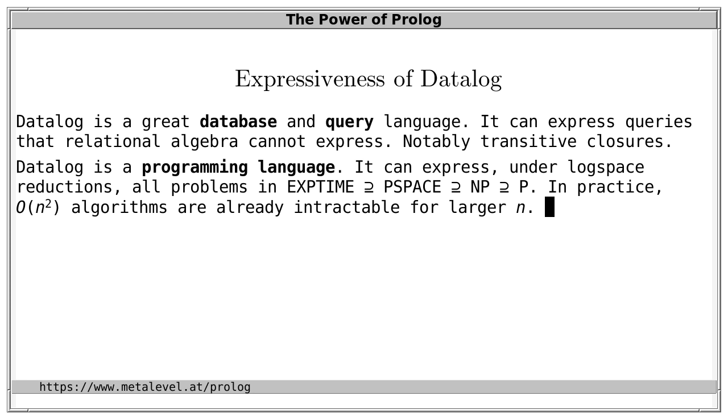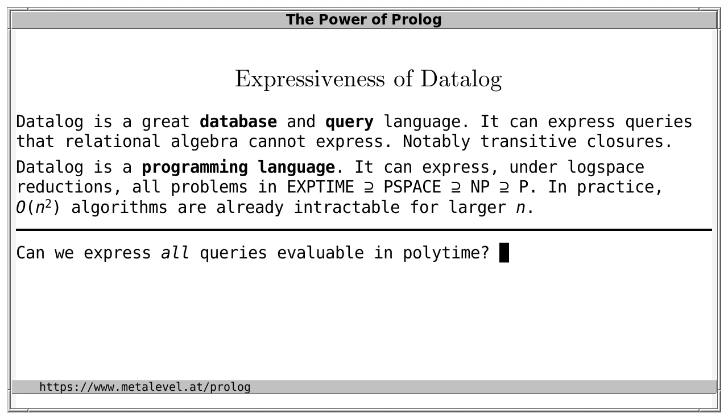And we also know that we can express at least one P-hard query. And therefore, it's natural to ask, can we use Datalog to determine all database properties that are evaluable in polynomial time? For instance, can we write a fixed Datalog program that determines for each input database whether it is a connected graph? And the answer is no.